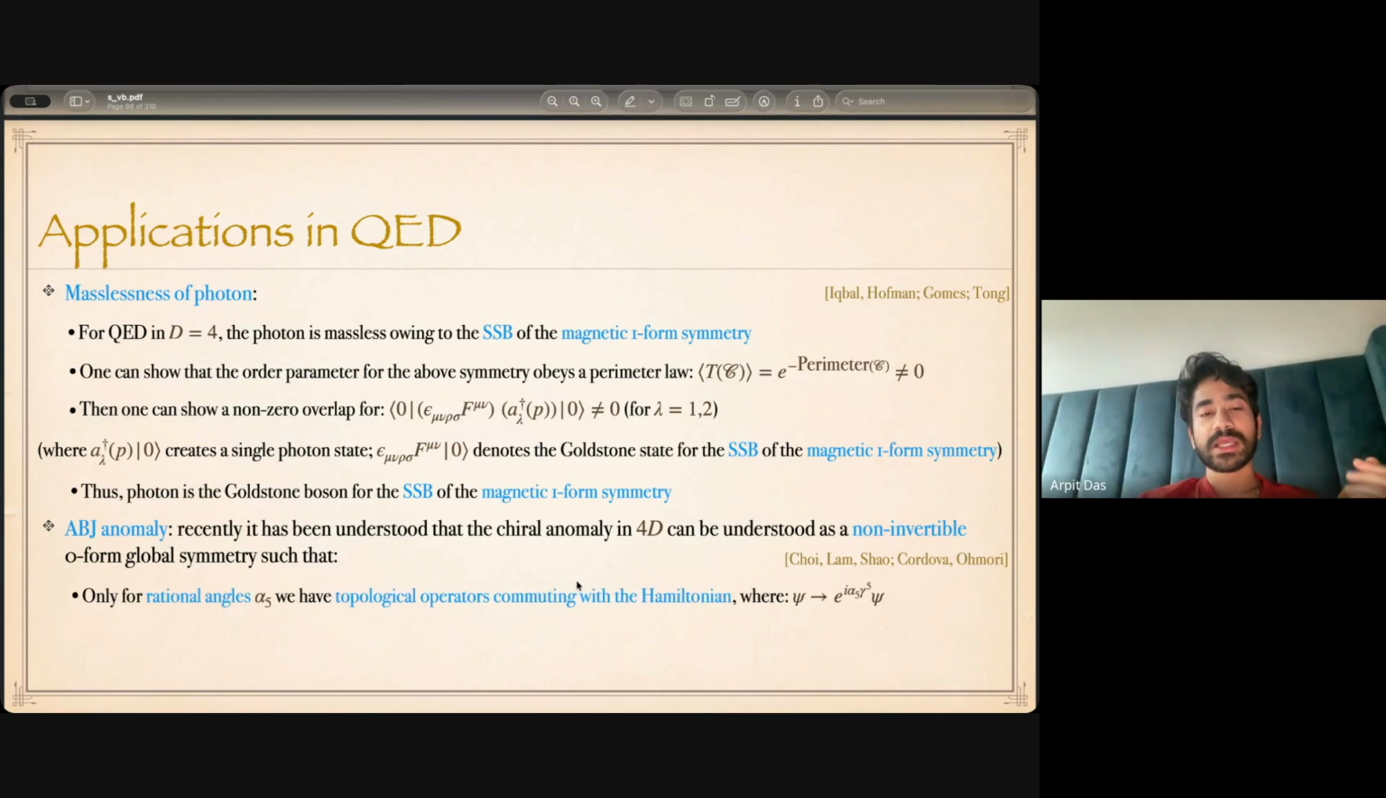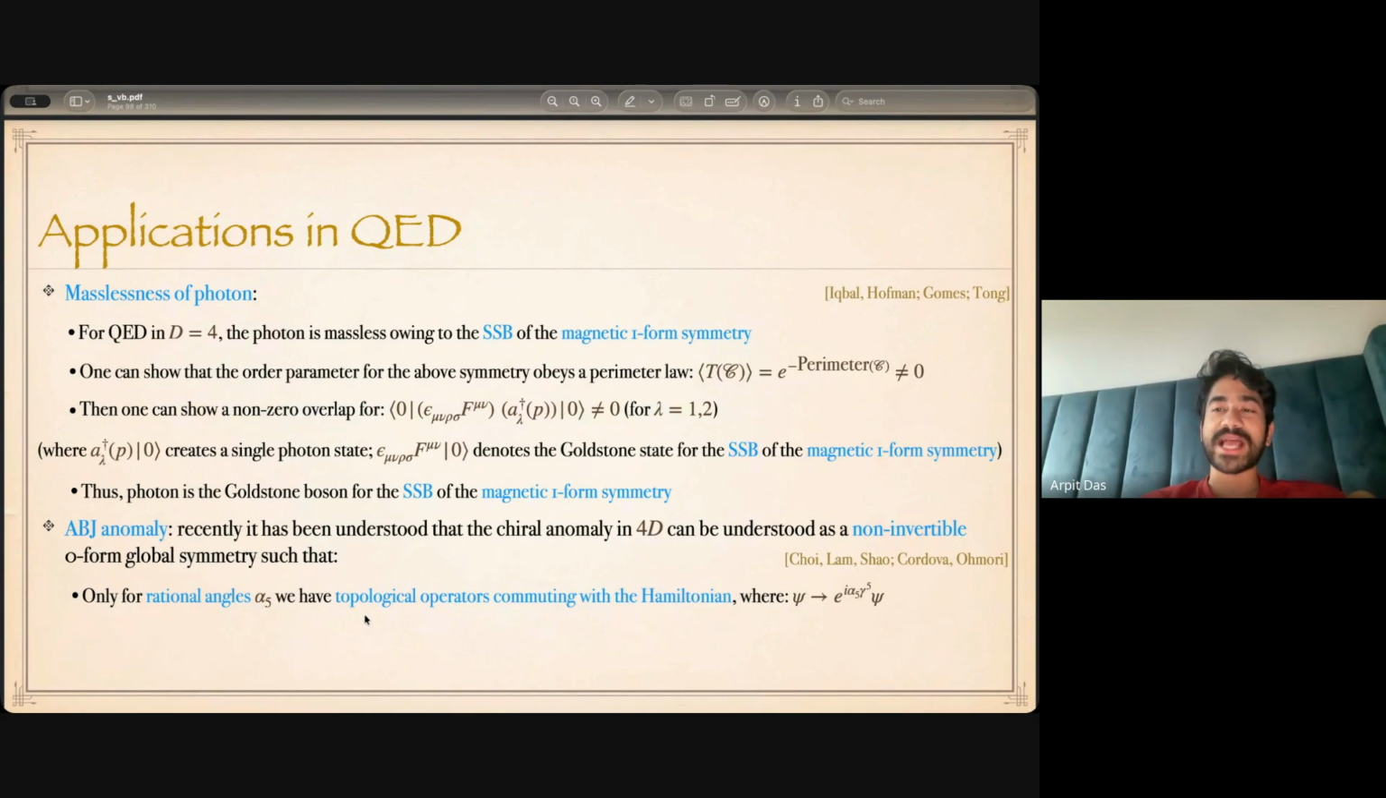But for now, what these people were able to show is that classically, for any real angle alpha, there were axial phase rotations, but when you have this anomaly at the quantum level, only for rational angles of alpha do you get topological operators that commute with the Hamiltonian. So you don't get the conservation of the axial current, that's still true. There is no axial current that is conserved. However, you can construct topological operators that commute with the Hamiltonian, but they remain topological only for some rational angles of the axial phase rotations.